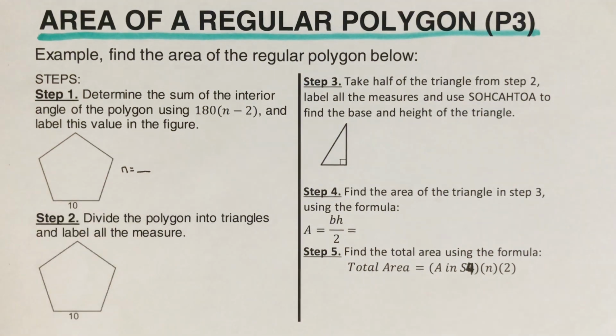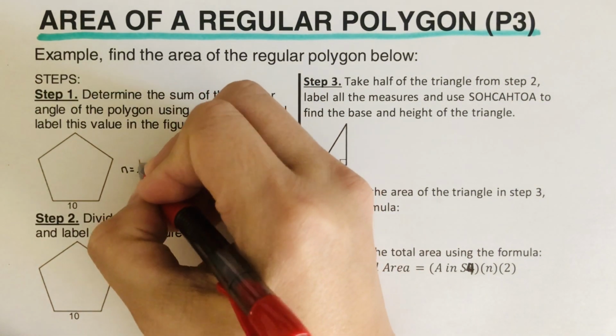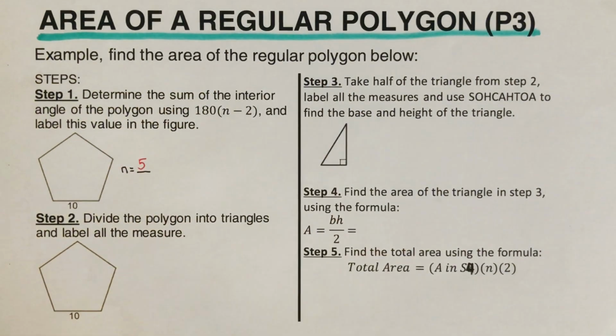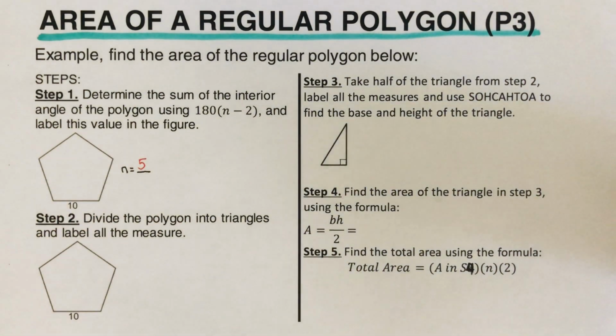So in this picture that we have here, we count the number of sides. So that would be 1, 2, 3, 4, 5. So this is 5, so then this is a pentagon. So we're going to determine what is the area of this pentagon. So first we go through the steps.